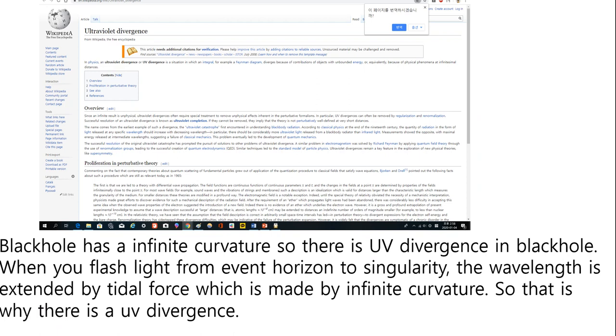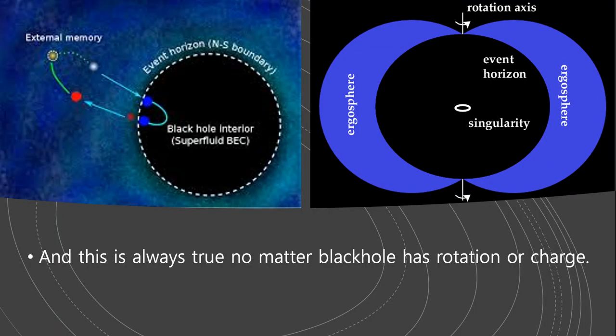When you flash light from the event horizon to the singularity, the wavelength is extended by tidal force, which is made by infinite curvature, so that is why there is a UV divergence. And this is always true no matter whether the black hole has rotation or charge.